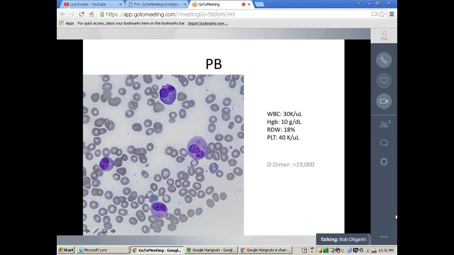And I showed on the side here the CBC for the patient. They have an elevated white blood cell count. And then you also find, when you do your coagulation studies, that the patient has a high D-dimer level, greater than 19,000, so very high.